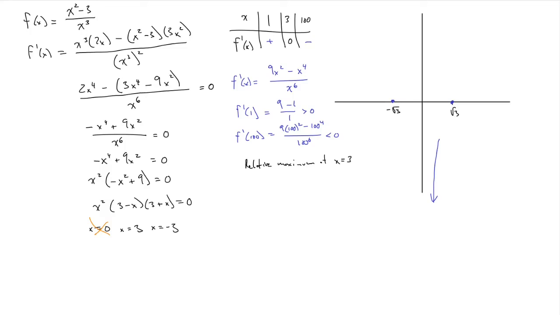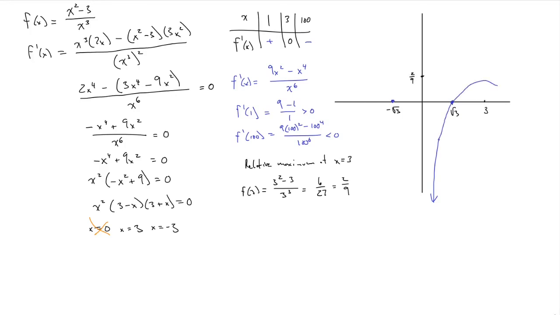And that tells us that the function has a relative maximum at x equals 3. We need to know the y value when x equals 3, so we plug that into the function. And after doing a little bit of arithmetic, we get the value 2/9. So the relative maximum is at (3, 2/9). So now I can add to my graph.